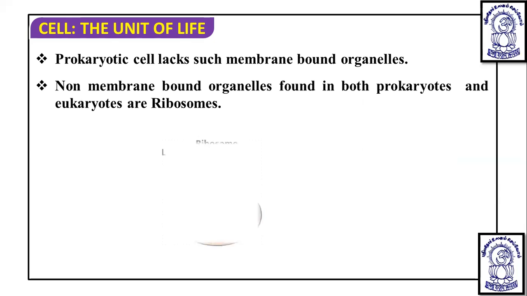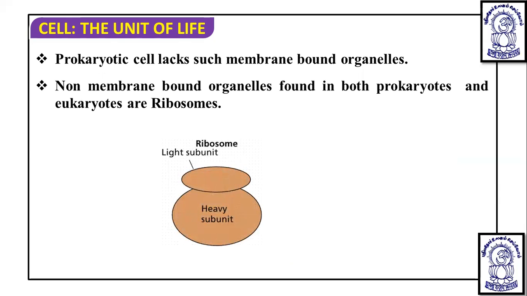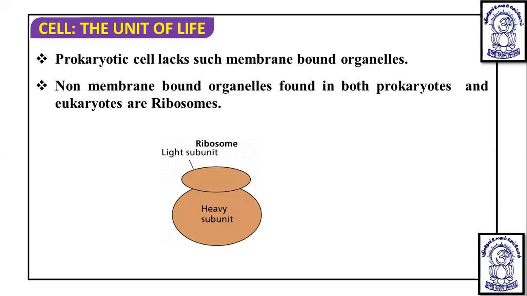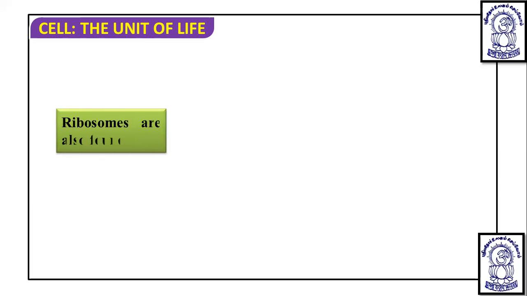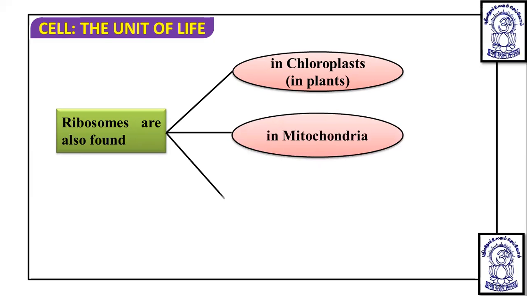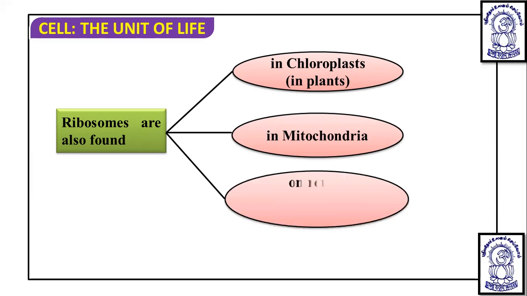Ribosomes carry out protein synthesis, and they are made up of two subunits. We will discuss ribosomes in detail also. Now, apart from ribosome, centrioles are also membraneless organelles, but they are found only in the animal cell. Ribosomes are found in chloroplast in plants, in mitochondria also, and on rough endoplasmic reticulum you will also see the presence of ribosomes.